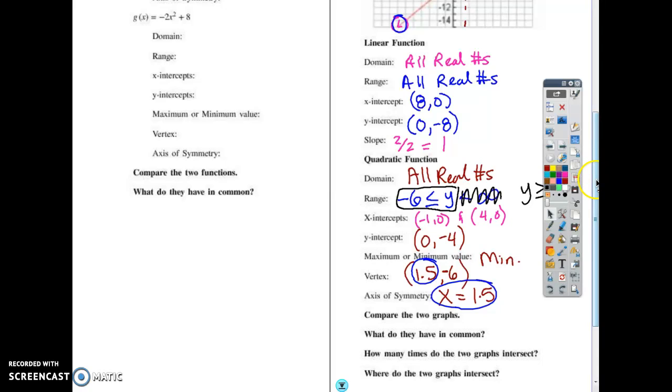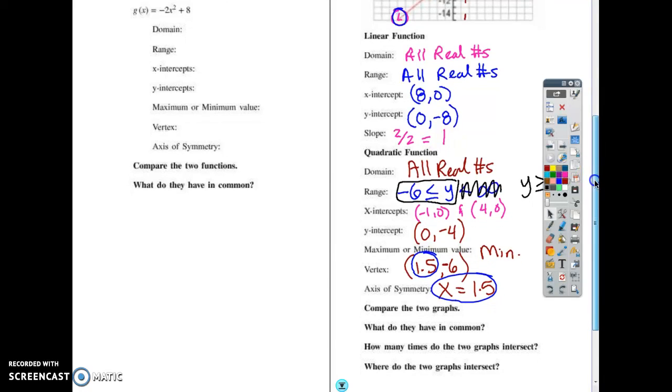R, real numbers, on what? On the domain only. So the domain for linear functions and the domain for quadratic functions is always R, real numbers. What else?